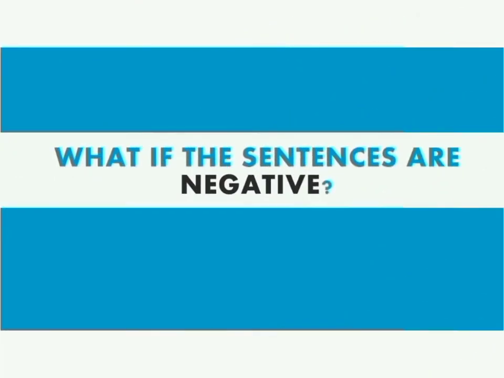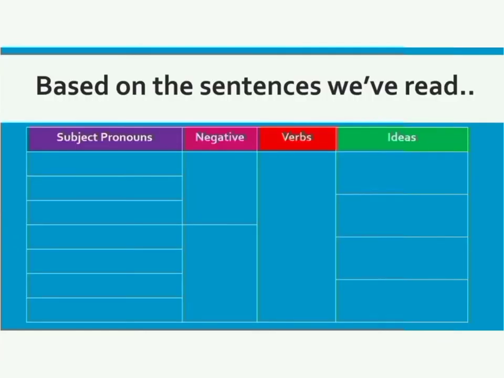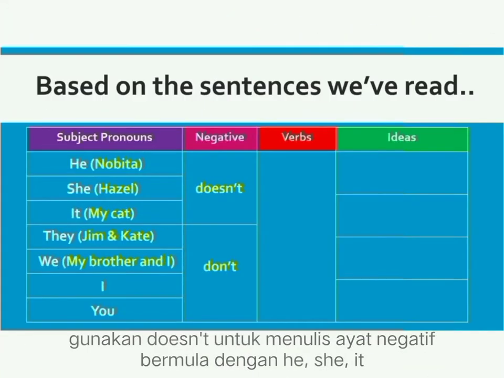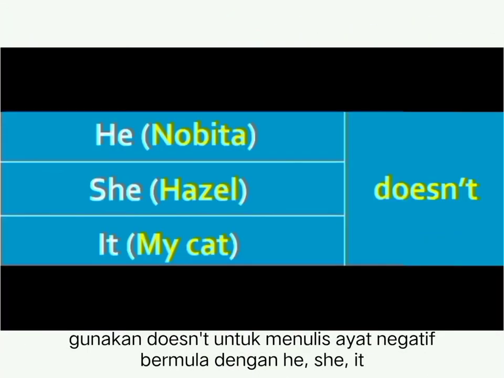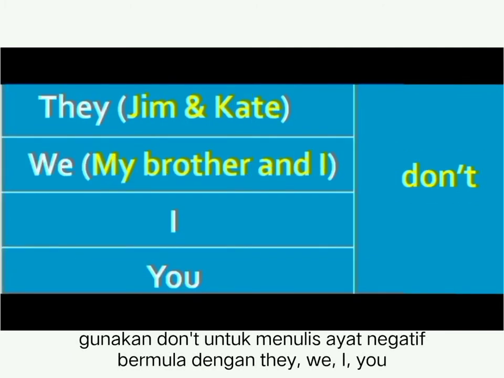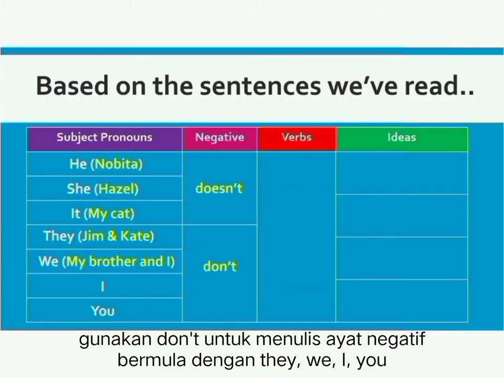We say no to the events in the sentence. Still the same, we refer to the same subject pronoun. However, when it comes to the negative form, we have to add another two friends, which are doesn't and don't. For he, she, it, when we are writing negative sentences in simple present, we use doesn't, whereas for the subject pronouns they, we, I, you, we use don't to write negative sentences in simple present tense.